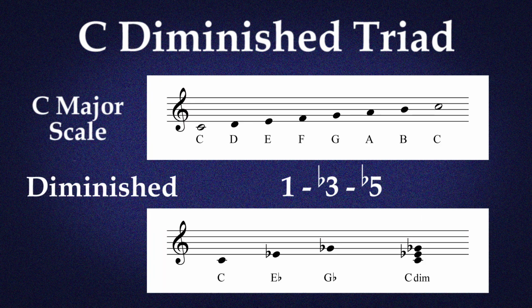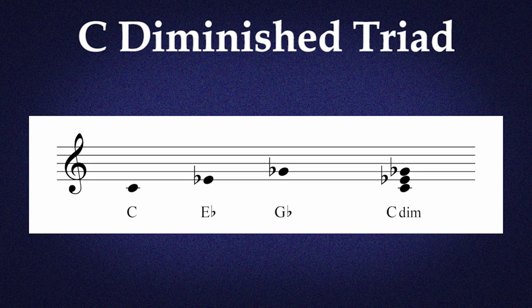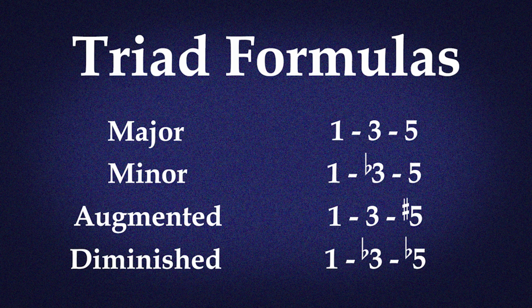The formula for a diminished triad is 1, flat 3, flat 5. So a C diminished triad would use C, E flat, and G flat. So as long as we use the correct formula, the notes of any triad can be found this way.